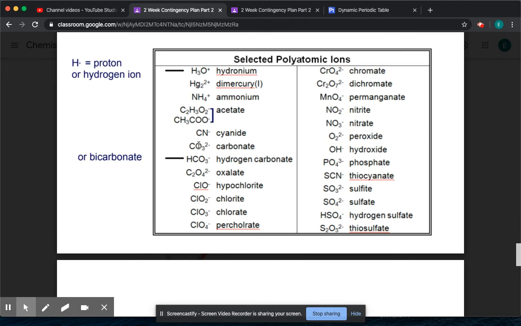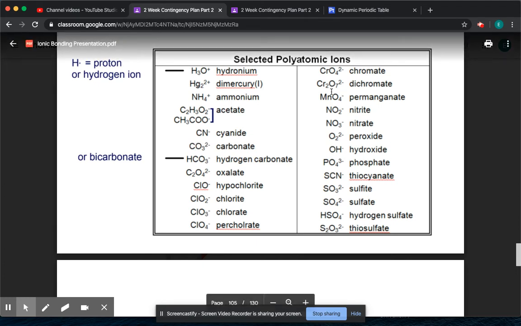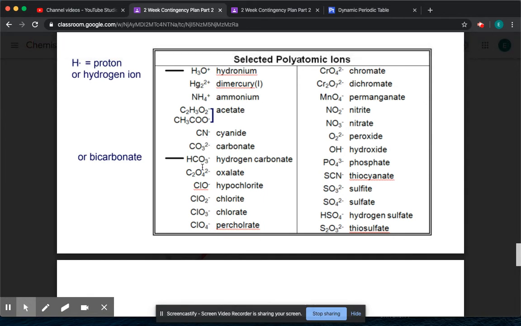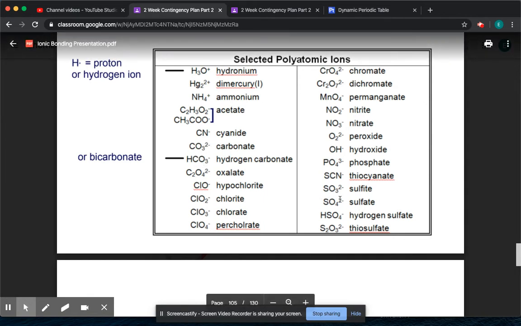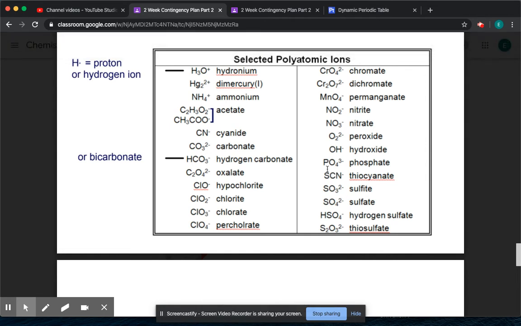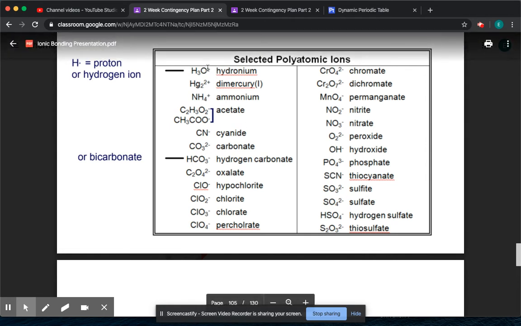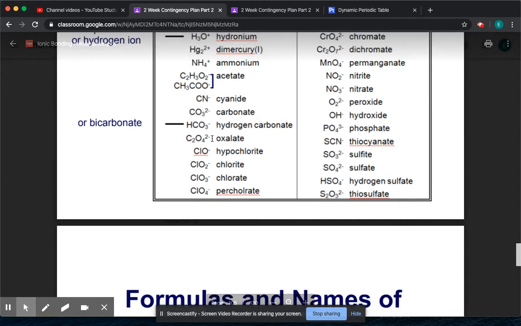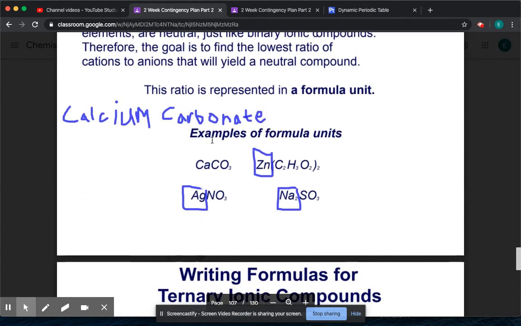This -2 is not with the oxygen, okay? So another thing to note is when you see the charges on these polyatomic ions, the charge is for the entire thing. So the entire CO3 is -2, not just the oxygen. The entire sulfate is -2 here. The entire hydronium is +1. So the charges are for the entire polyatomic ion. So carbonate is -2, calcium is +2. So they cancel out, you're good.